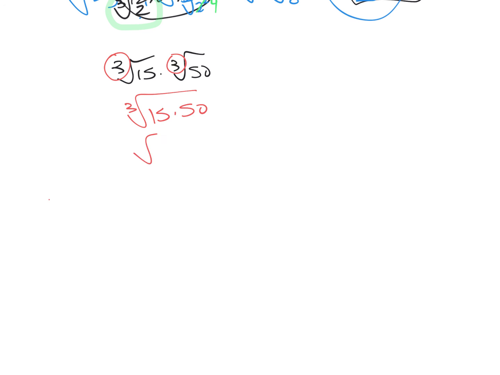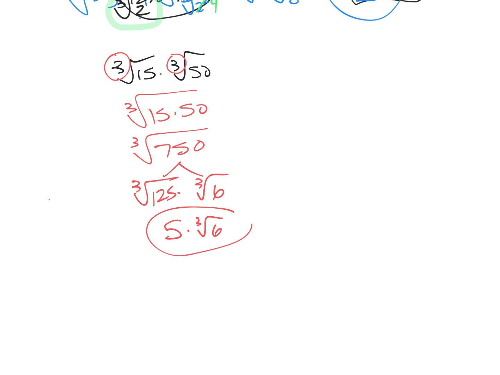Okay, I'm going to go over one last problem. This is multiplication. Hopefully everyone is good with this. We have the same nth root here, so we're going to put this all under one radical. And so this becomes 15 times 50, which is 750. And now we're going to go backwards again. So we're going to look for that perfect cube, which is 125 times 6. And the cube root of 125 is 5, so the answer is 5 cube root of 6.